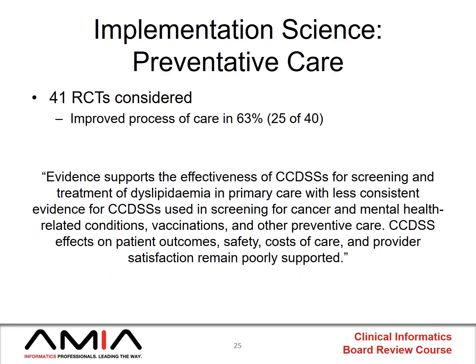And then the last one looked at preventive care. They looked at 41 randomized controlled trials. And here they had some limited recommendations that the evidence supports the effectiveness of CCDSS for screening and treatment of dyslipidemia in primary care, a very, very specific positive finding, with less consistent evidence for CCDSS in other areas, screening for cancer, mental health, vaccinations, and so on.